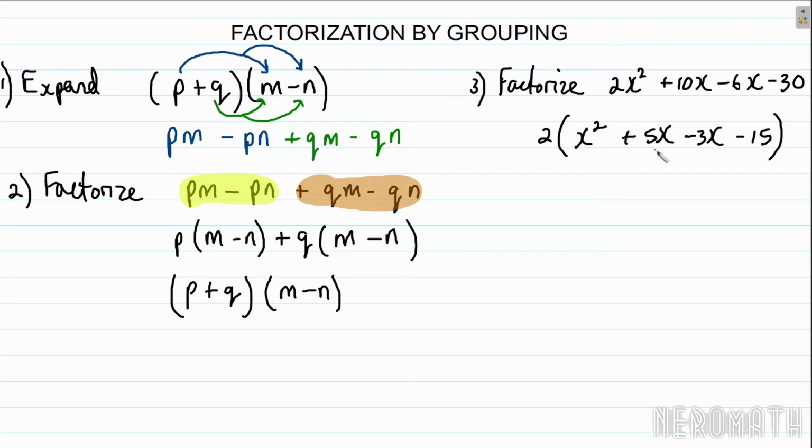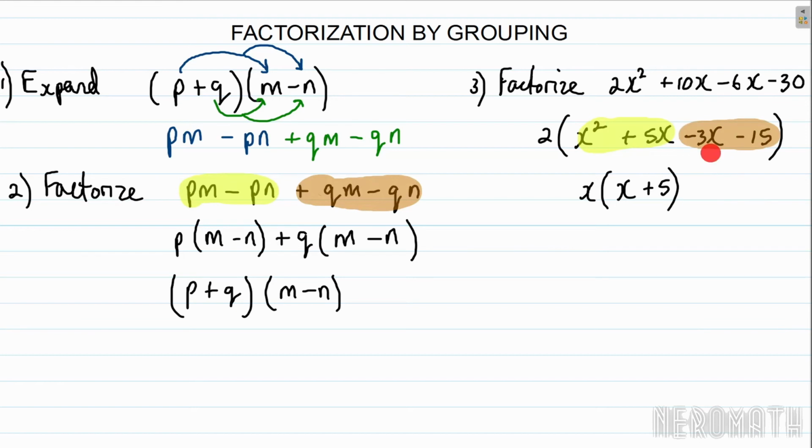So inside the brackets, I have four terms and there's nothing common between the four terms. So I'll try to factorize it by grouping. So I'll look at the first two terms here and see what is common between both of them. And x is common between both terms. So I'll write x, open brackets, and I'll say x squared divided by x and get x. And 5x divided by x, and I'll get positive 5.